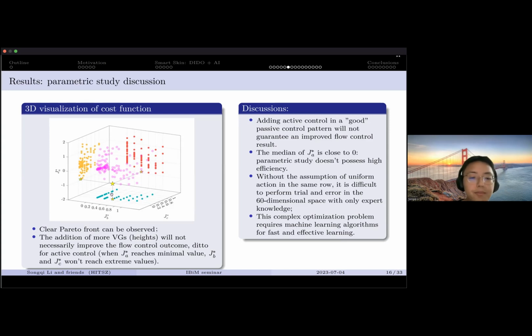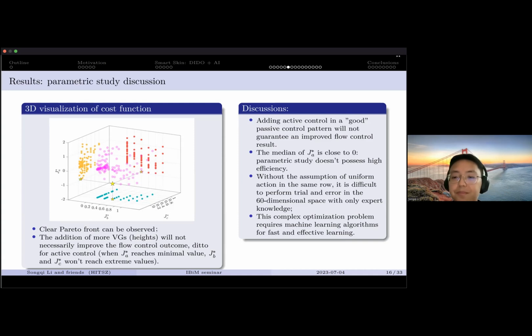we see that the values of J_B star and J_C star are not the extreme values, which means if we invest more VG height or add more vortex generators, it will not necessarily improve the flow control outcome. And this principle is the same for the active control. So we cannot just go to extreme values to find the optimal flow control outcome with this plant. And as I said, this really needs the help of machine learning optimizers.